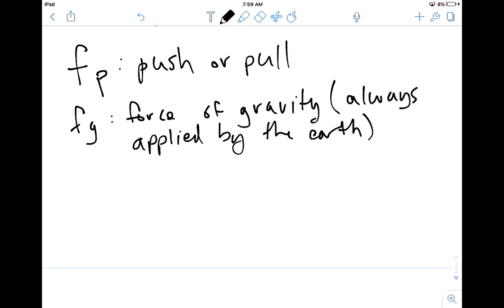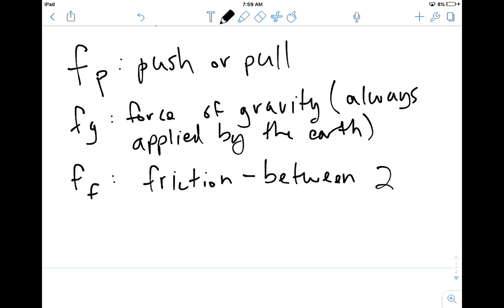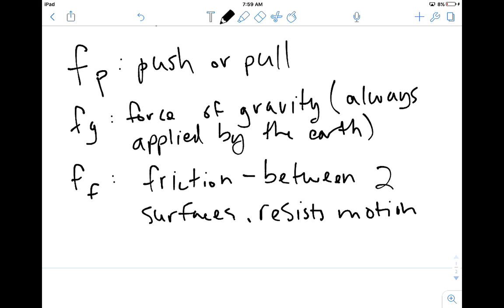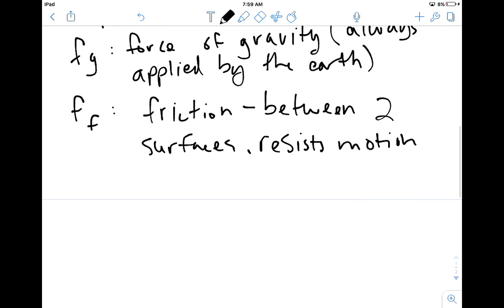Let's do this one next. FF, see how that's a little F down there? Friction. We all kind of know what friction is, but friction is between two surfaces and it resists motion. So it always points in the opposite direction of where objects are trying to move.